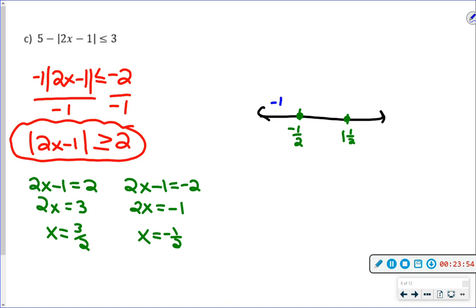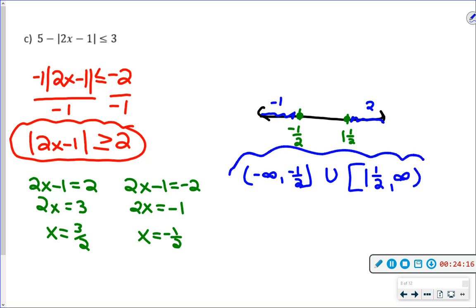Absolute value is 3, which is greater than or equal to 2. It's going to be an or. If you test 2 over here, that's going to work too. So if you ever forget, you can always test the old number line. Okay, interval notation. Negative infinity, negative 1/2, or... got it. Okay, any questions on that?